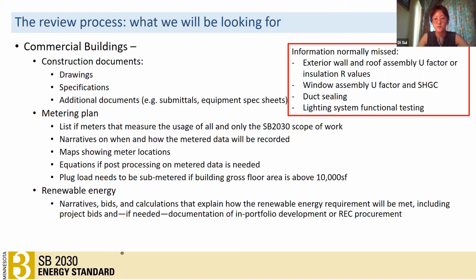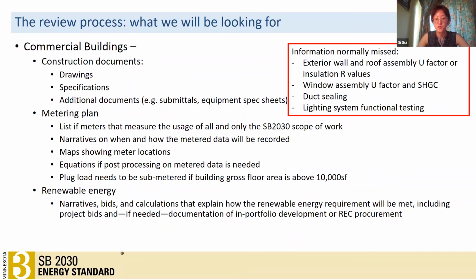And sometimes some of the design details are not included in those two documents. So we would need additional construction documents such as the submittals or spec sheets of the selected equipment. And information that we mostly see get missed are exterior wall and roof assemblies U-factor or insulation R-values, and also U-factors and SHGC of exterior window assemblies. And information on duct sealing, which should be included in the specs, but sometimes is also missed.